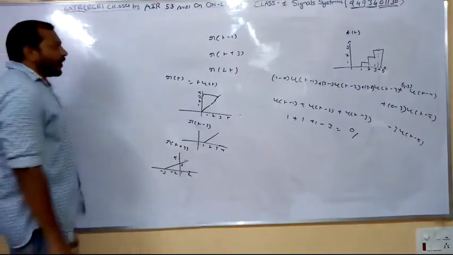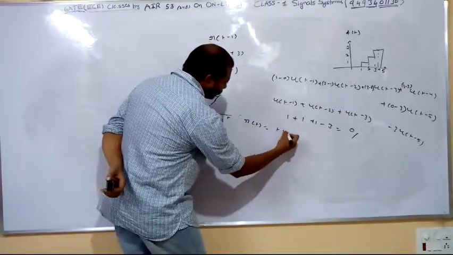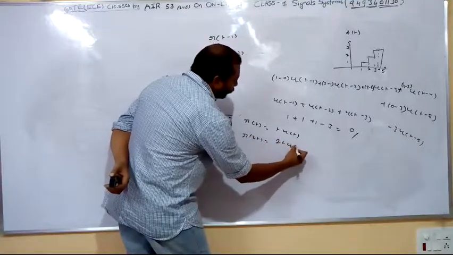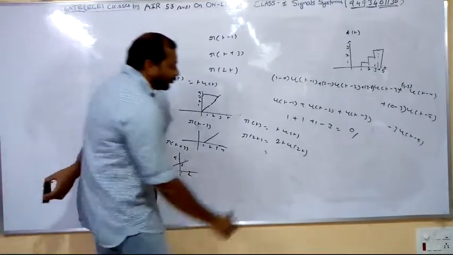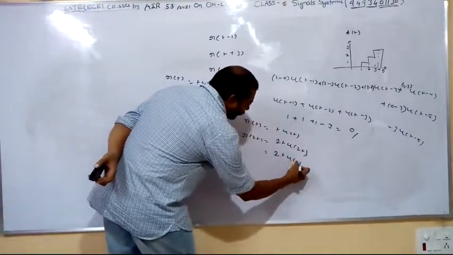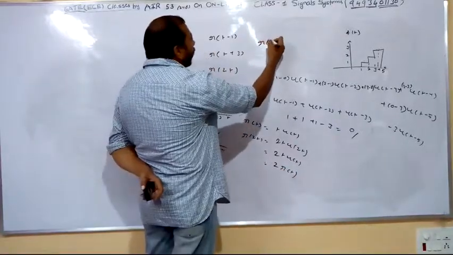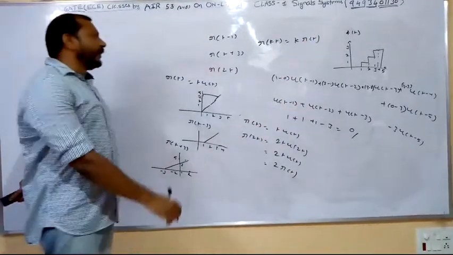Now what is r of 2t? Here we have r of t equal to t into u of t. Simply, r of 2t is equal to 2t into u of 2t. As we know, u of kt equal to u of t only. So this can be represented as 2t into u of t, which is equal to 2 into r of t. So you can conclude r of kt is equal to k into r of t.